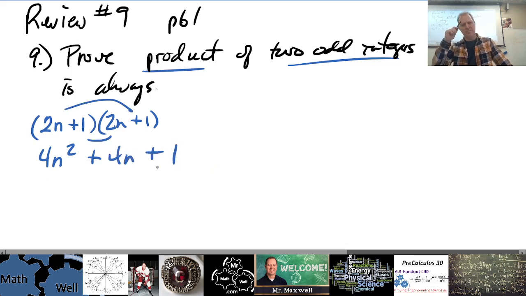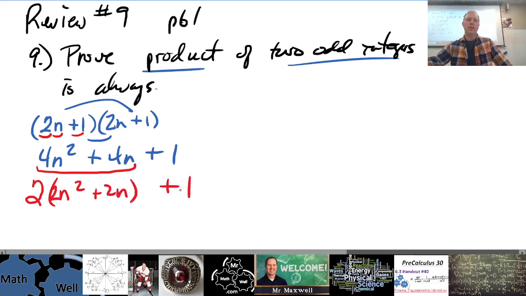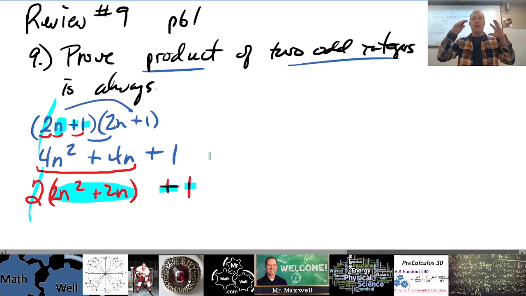Now you look at that and you say, that doesn't look like an odd or an even anything, but remember what the pattern for an odd number is. Just let me finish this before you go. So if I take a 2 out of the first pairing, I'm left with 2n squared plus 2n plus 1. Notice that I have a pattern of an odd integer. I have 2 times some number plus 1.